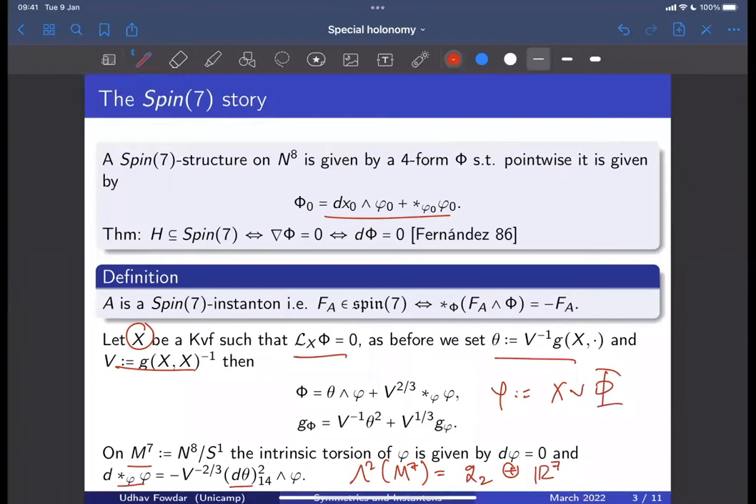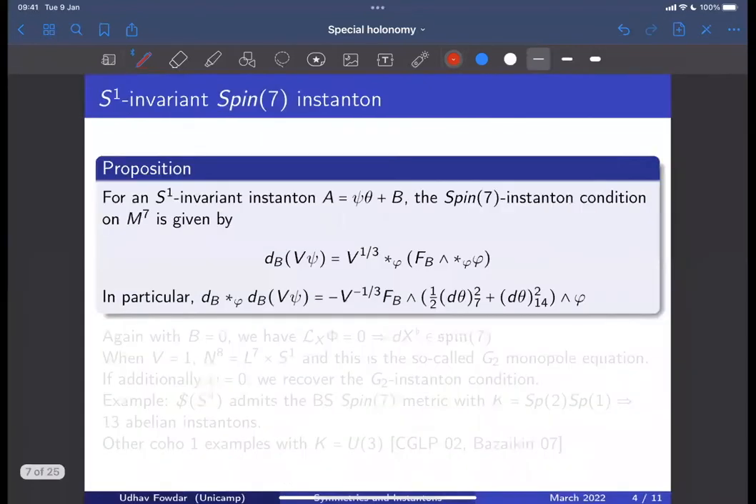So this term here essentially is a projection of d theta inside the G2 component. Okay, so now we're interested in the Spin(7) instanton. So what is the instanton equation in this case?